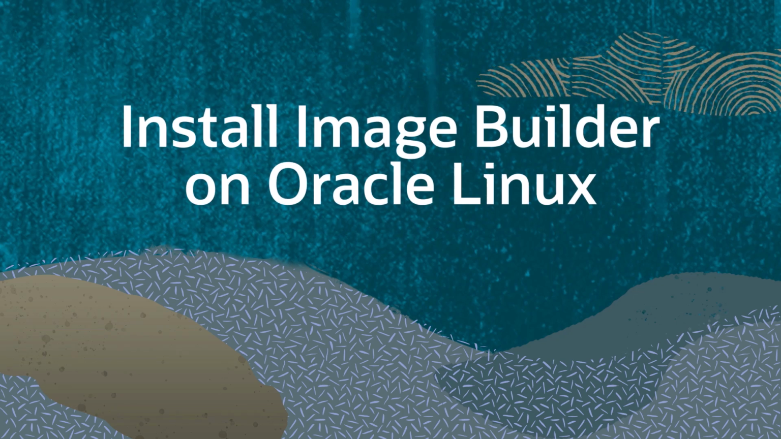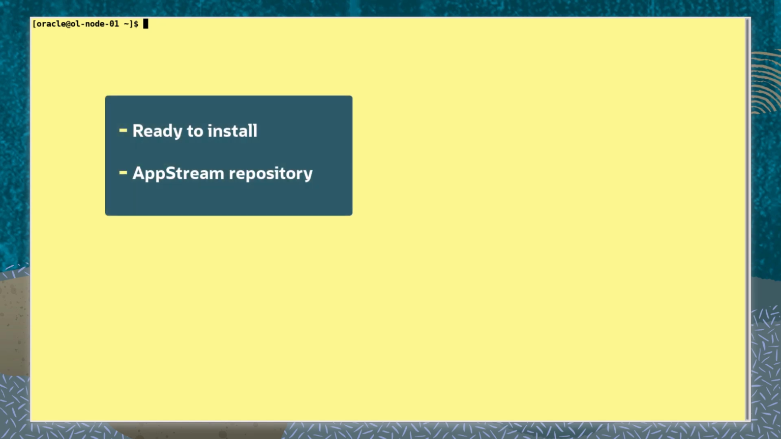Welcome to this clip video on how to install the Image Builder tool in Oracle Linux. Image Builder is a tool for creating customized images of Oracle Linux that you can deploy on different platforms such as the cloud or bare metal systems. Image Builder is installed as a separate package for Oracle Linux. It's not installed by default, but is available for install from the default Oracle Linux AppStream repository.